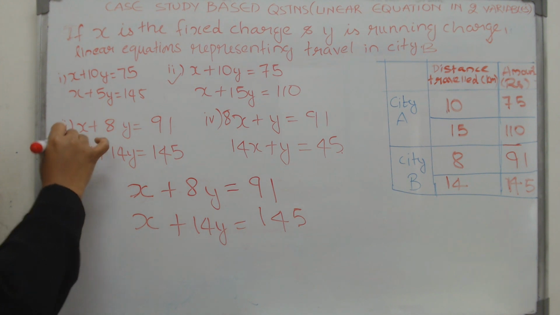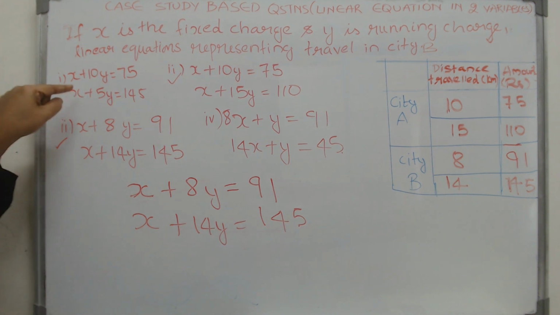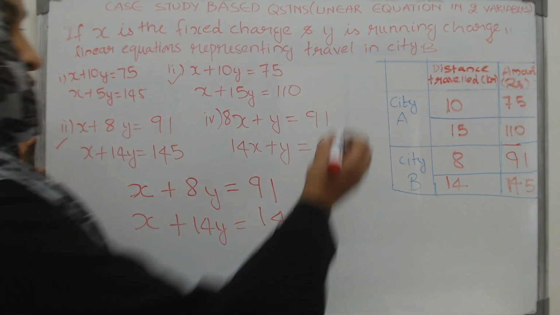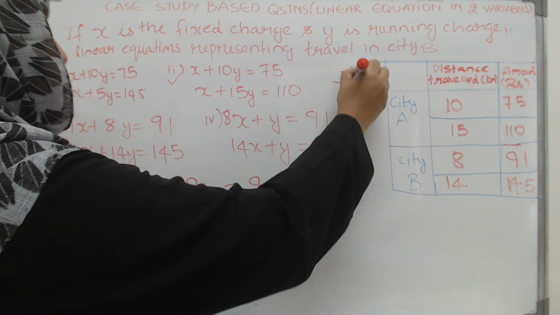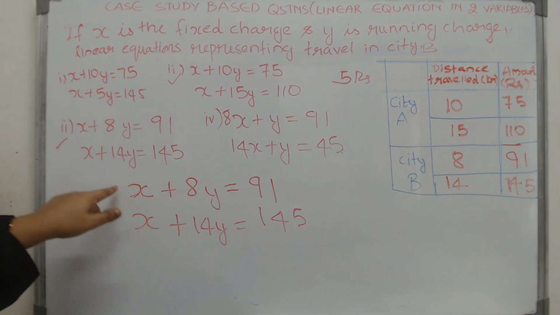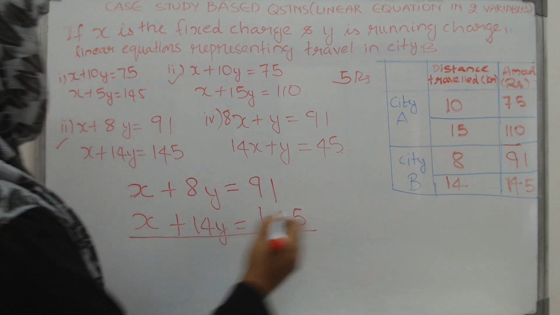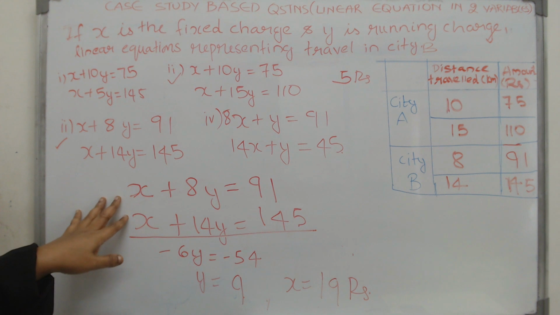So what is the correct answer? This is the correct answer for city B. Again, we saw in the first city that the starting charge, the fixed charge, was 7 rupees, and then for every kilometer they had to pay 7 extra. What about this? What is the fixed charge and what is the running charge? Let us find out.